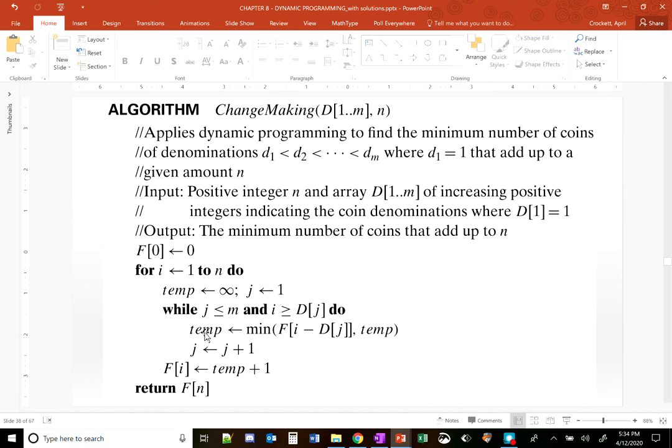And then after this while loop, we will have had the minimum value inside of temp, and so we place temp plus 1 into our array, our table. And our output is f of n, so that is our solution, which indicates how many coins we're going to give as change.